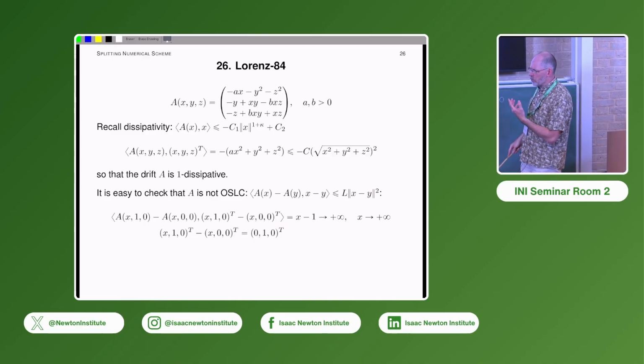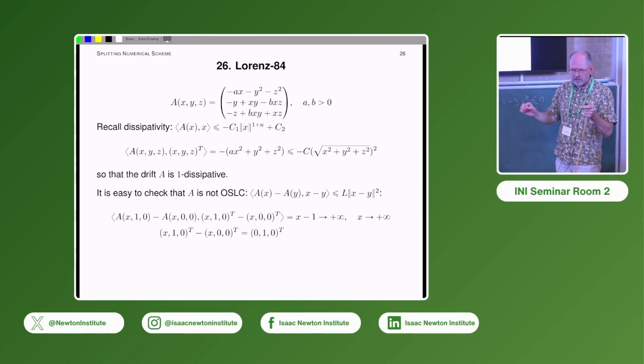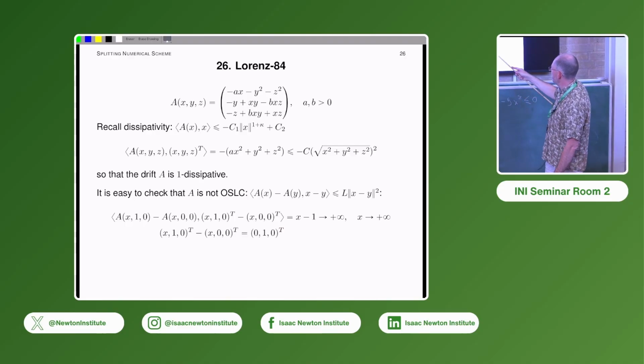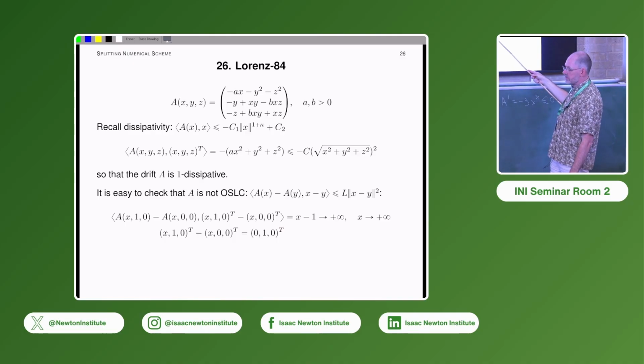And usually you prove that something is not one-sided Lipschitz by a counterexample. You just find two directions, x and y, such that it doesn't work. And here, these are the directions. You take one vector, this one, and this is another one. The difference is constant, but the scalar product is unbounded.